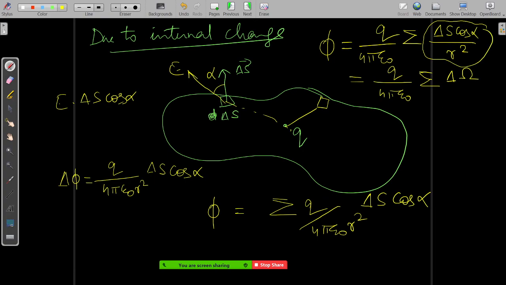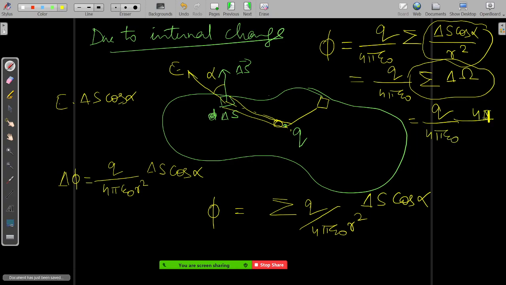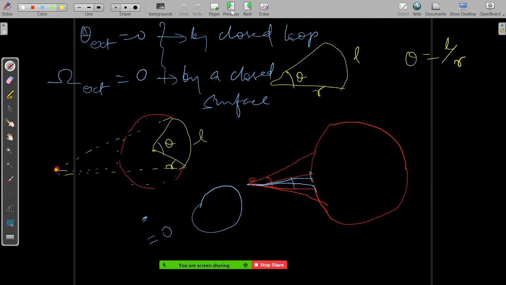Now the summation of this solid angle means what? You are just summing all the solid angles from this area and closing this loop. So what we saw is that the total summation of the solid angles at an internal point comes to be how much? 4 pi. It's not 4 pi epsilon naught. The total solid angle at an internal point becomes 4 pi.